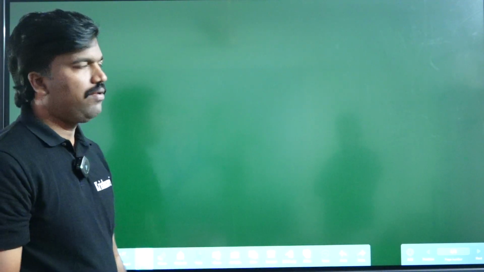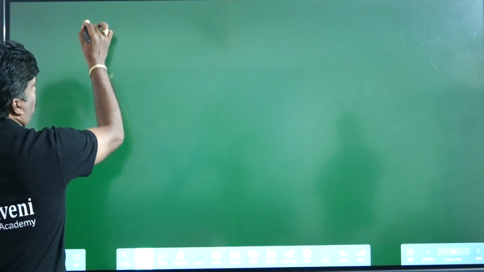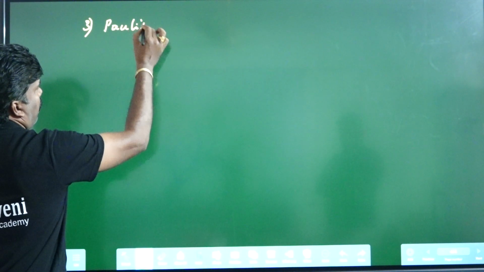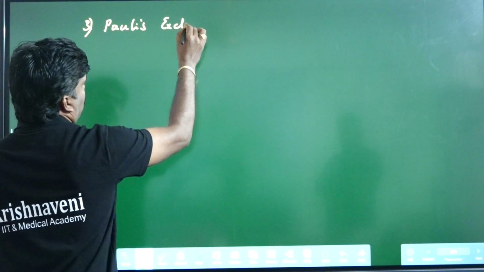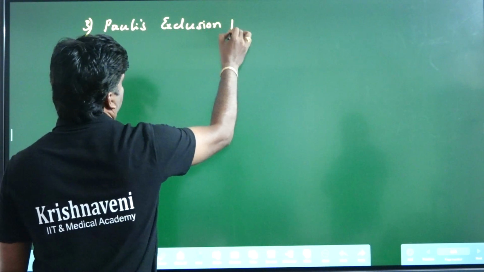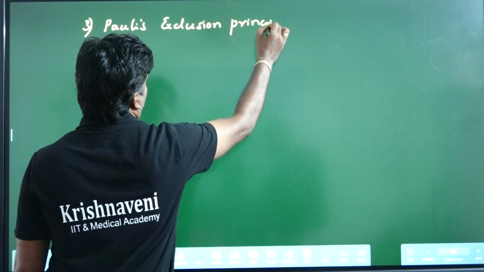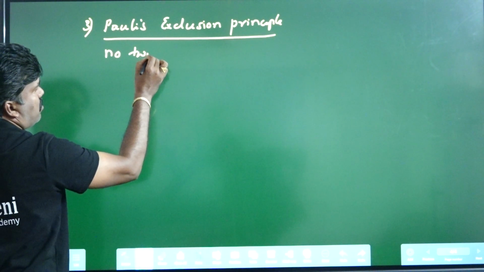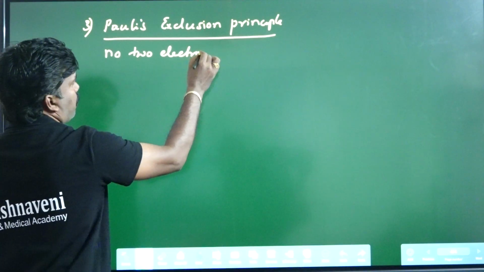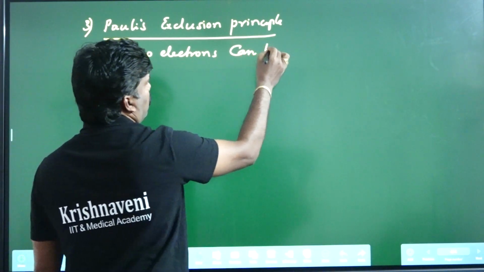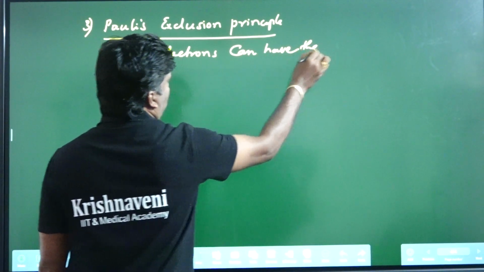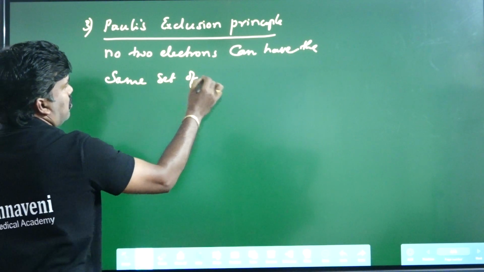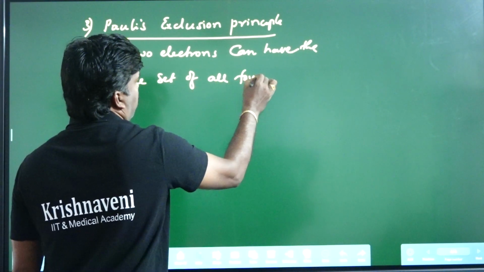And the third and final one is Pauli's exclusion principle. It says that no two electrons can have the same set of all four quantum numbers.